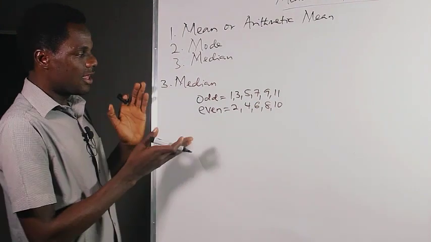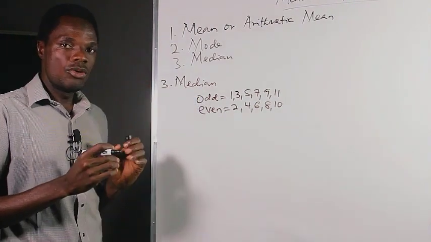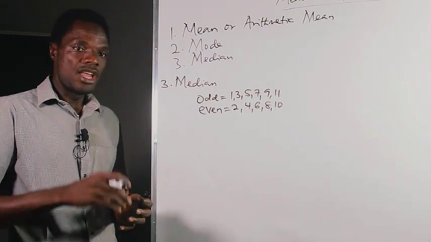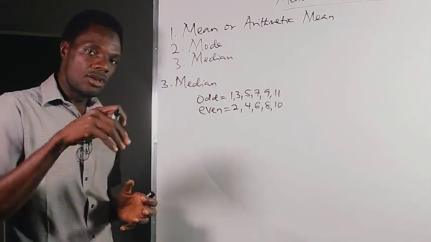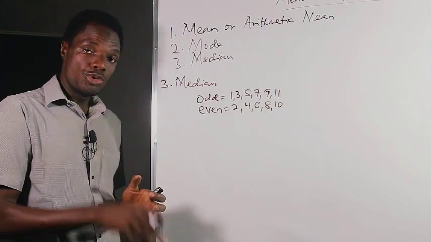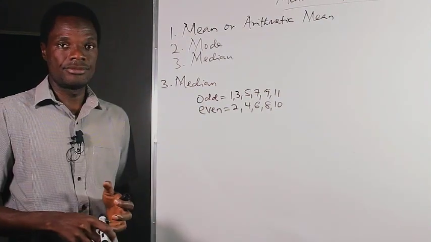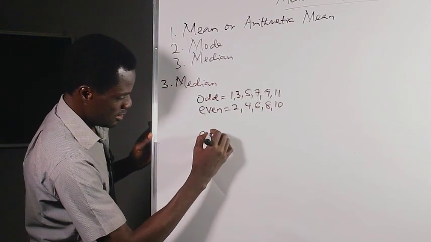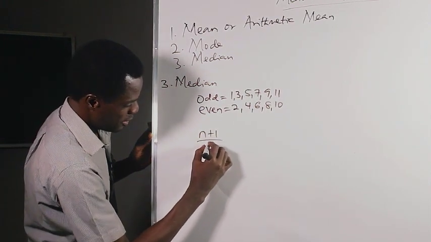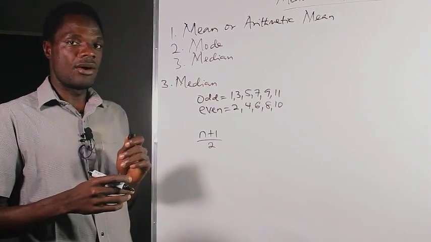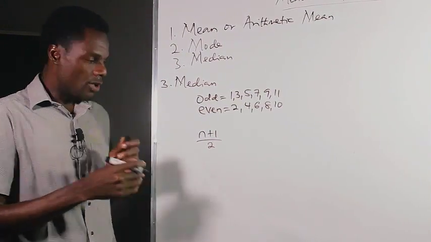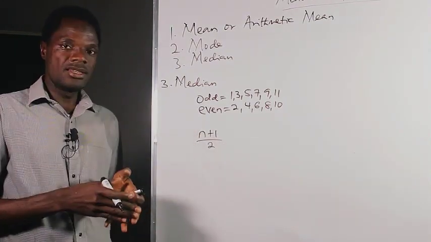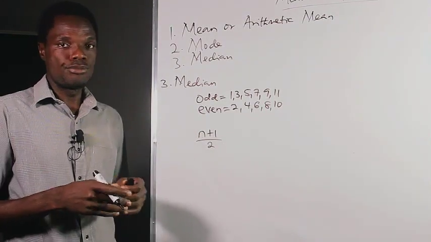So when we check, if we find that it is odd, then we count the items of the observation and locate exactly the middle number. And if we do that, then we have our median. But if it is even, then we have to use this formula, n plus 1 over 2. That is how to locate our median. So we take the two middle numbers, add 1, divided by 2, then we have our median.